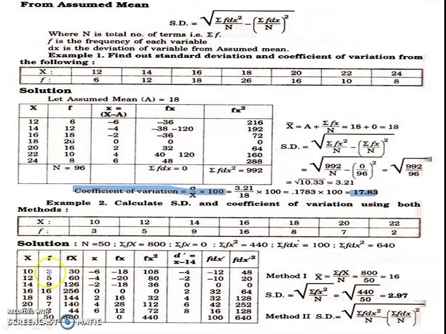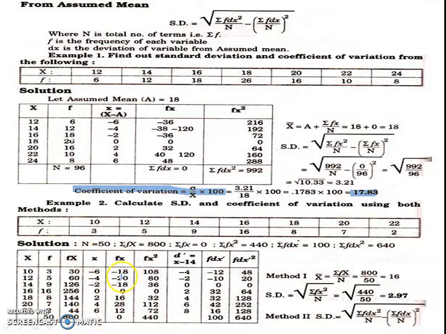F into x: 10 into 3, 30. 12 into 5, 60. 14 into 9, 126. 16 into 16, 256. 18 into 8, 144. 20 into 7, 140. 22 into 2, 44. So the grand total of this column is 800.